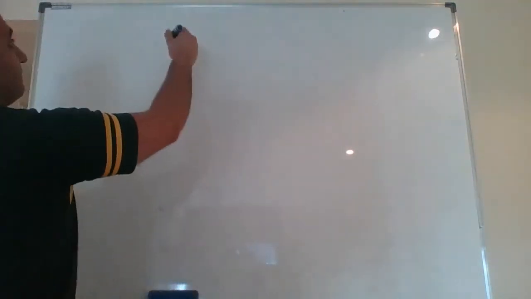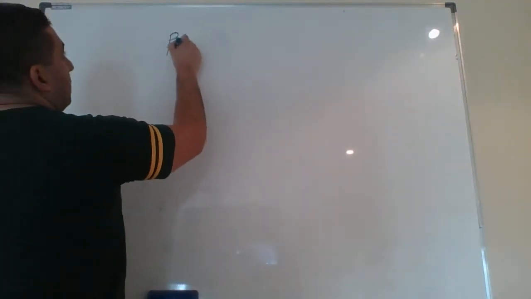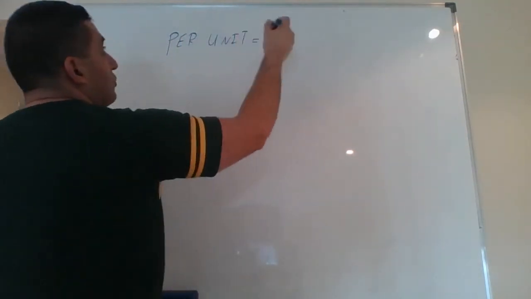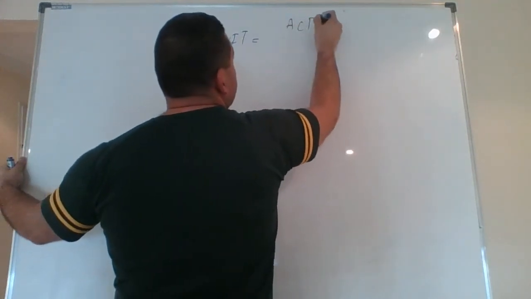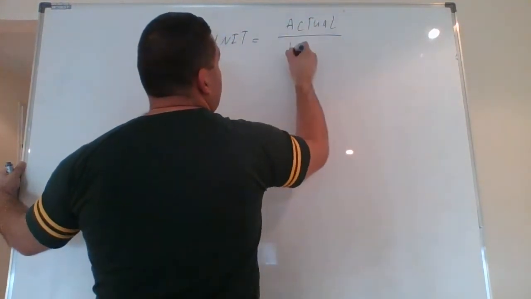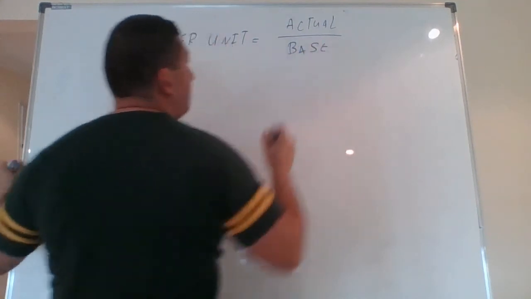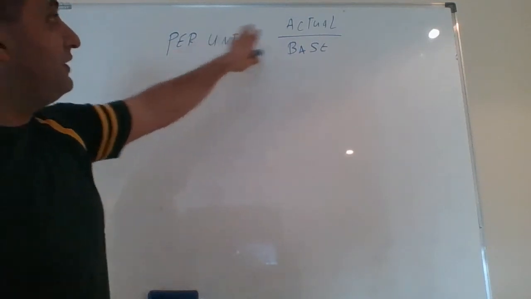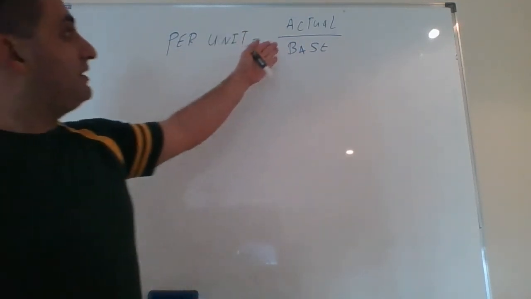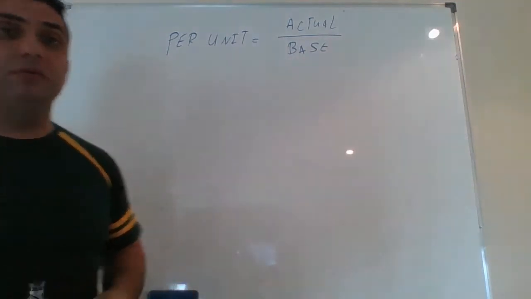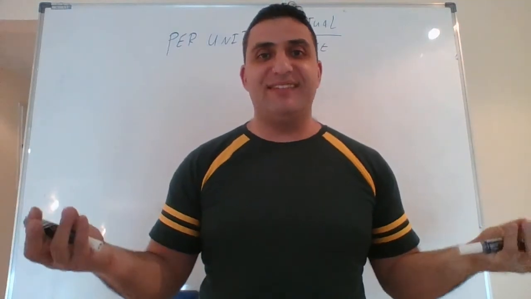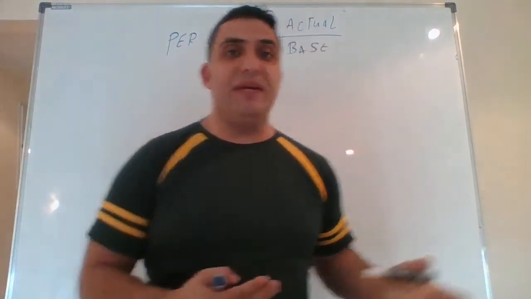What's a per unit system? The per unit system definition: the per unit is equal to the actual value divided by the base value. Based on these definitions, I need to define the base value of every single element. For me, I'm interested in voltage, current, power, impedance.